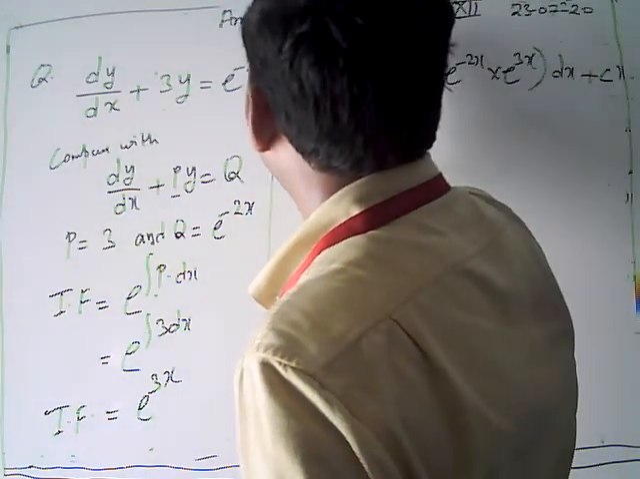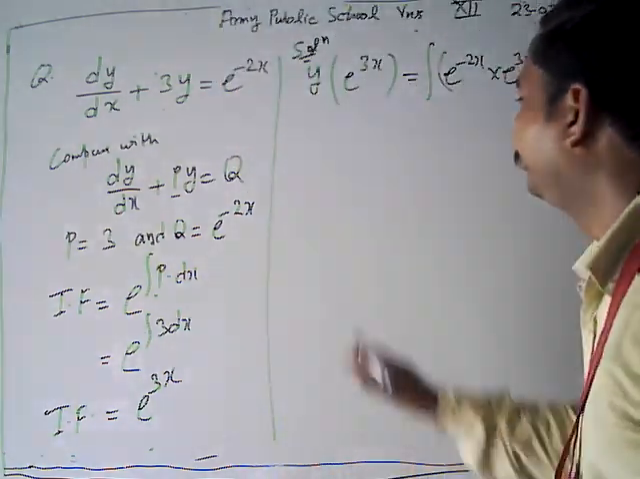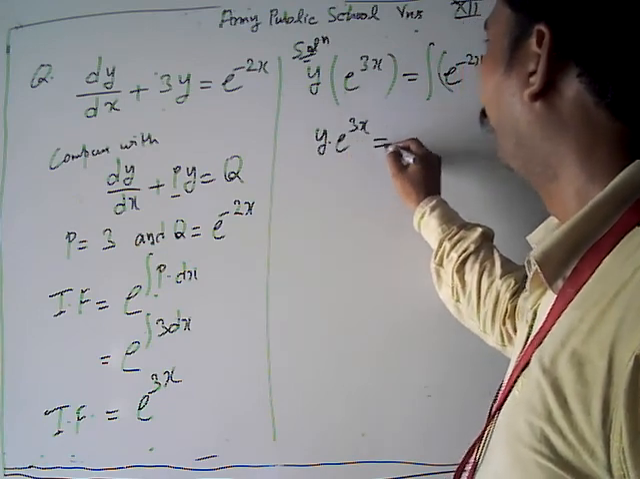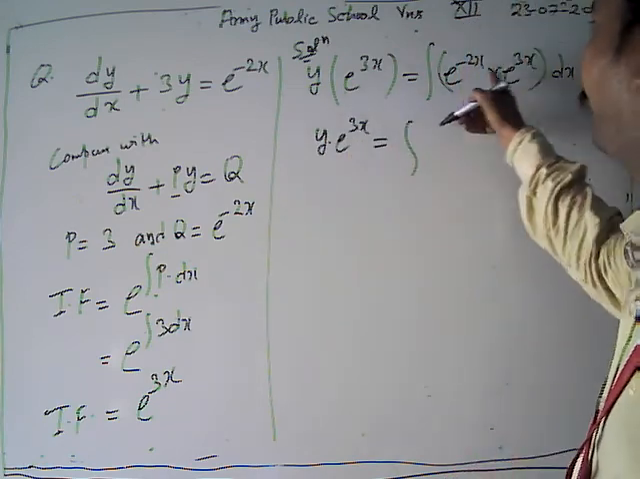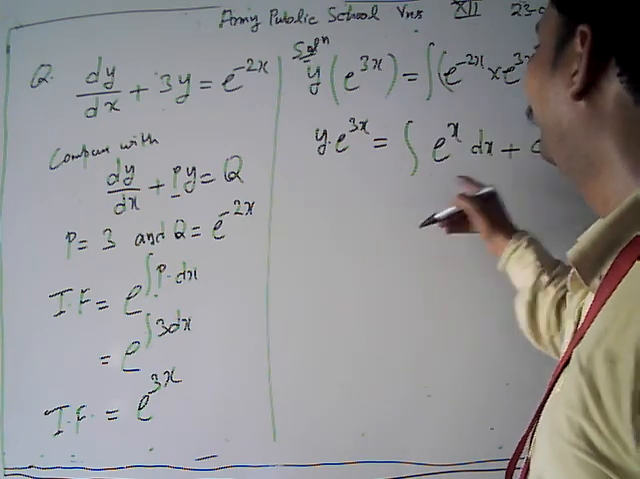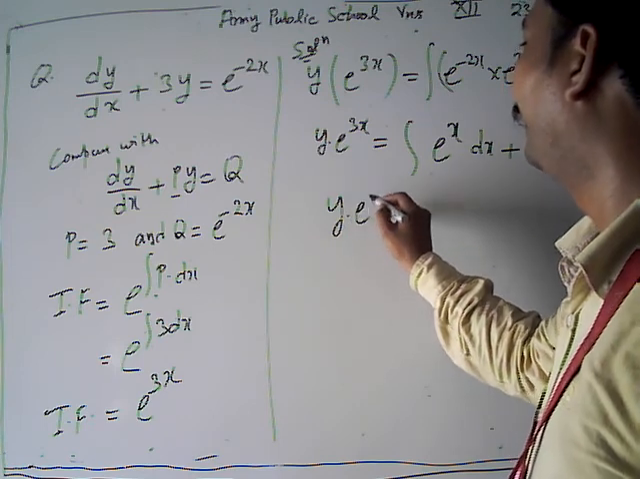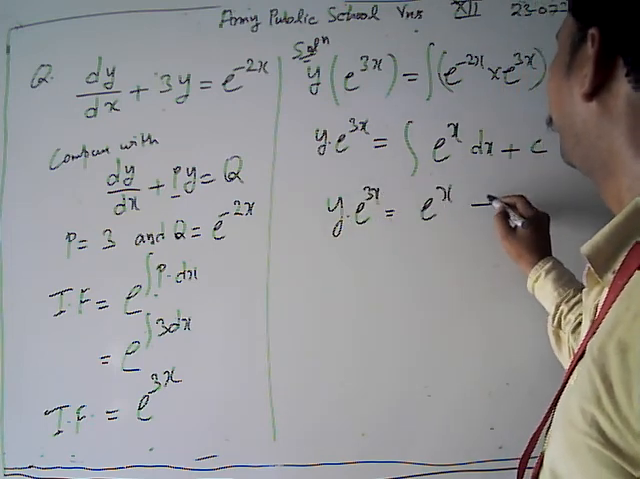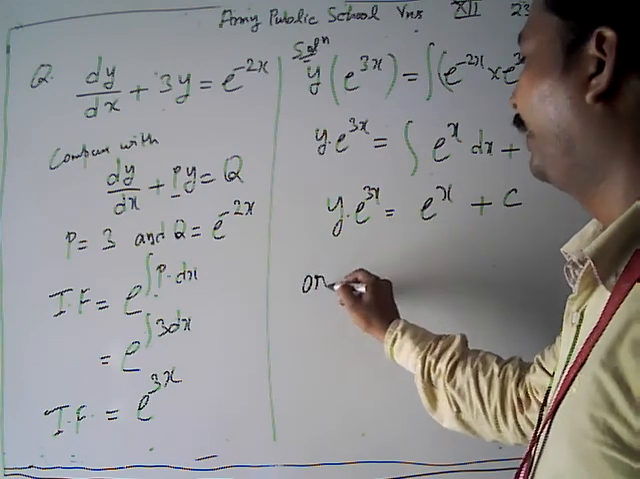Now our solution is given by y into e to power 3x. Look, we have to integrate e to power minus 2x times e to power 3x. What do we have? e to power x dx plus c, and our integration is given by e to power x plus c.